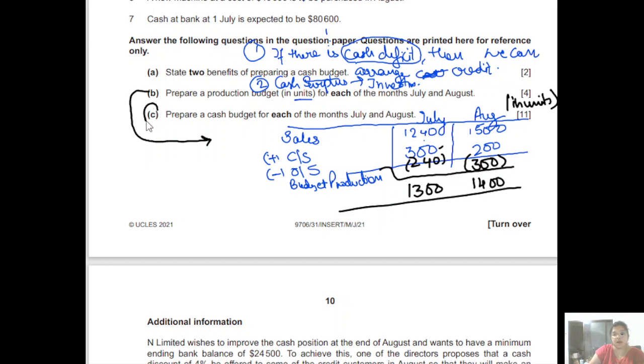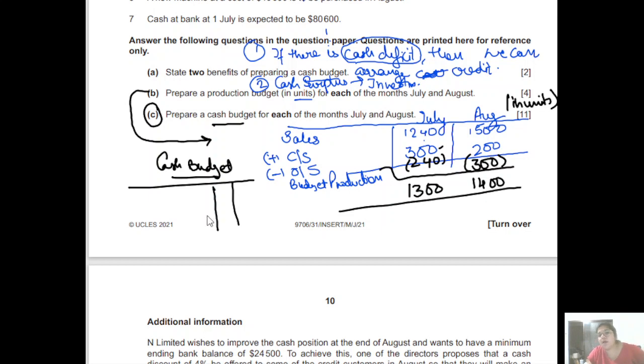For part C, they want you to prepare the cash budget. Now before doing this, you need to know how to prepare the cash budget. Cash budget is very simple. How are you going to prepare it? First of all, I'm going to tell you the format, and then after the format, we are going to discuss the question.